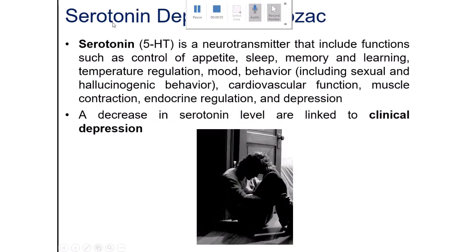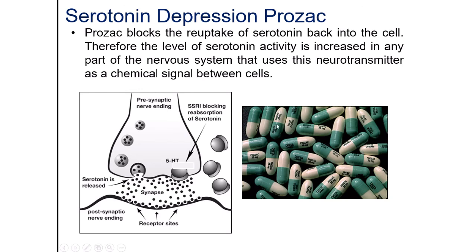Another example we're going to look at is serotonin. Right, so serotonin, the short form is 5-HT. It's a neurotransmitter that has a bunch of functions, and you can read them all here. And one of the functions is controlling mood. And so it has been shown that a decrease in serotonin level is linked to clinical depression. Right? So how do we fix something like that?